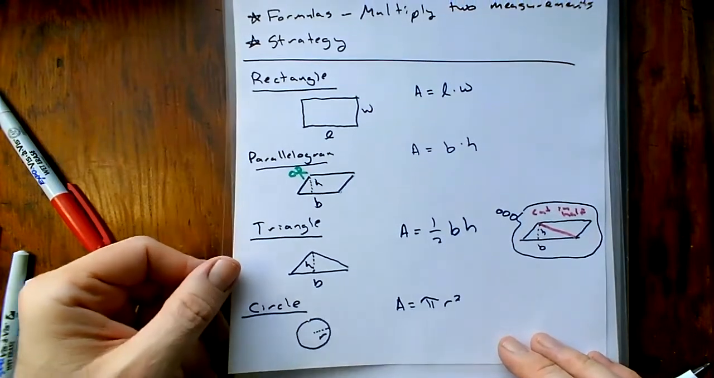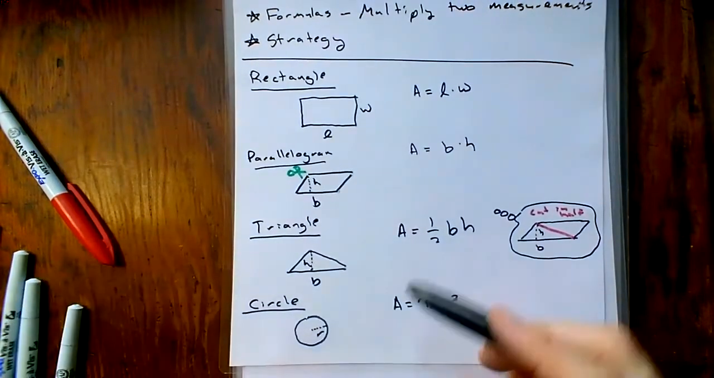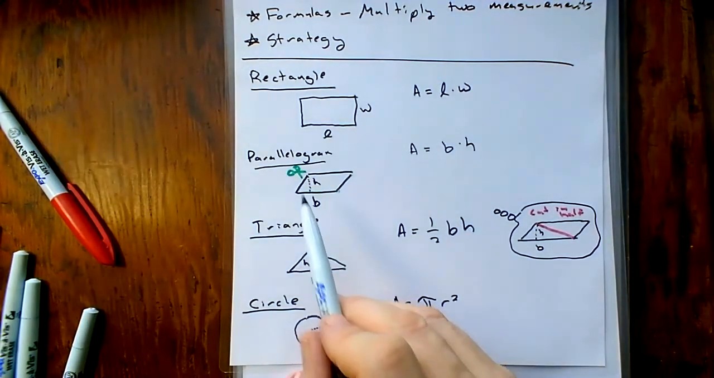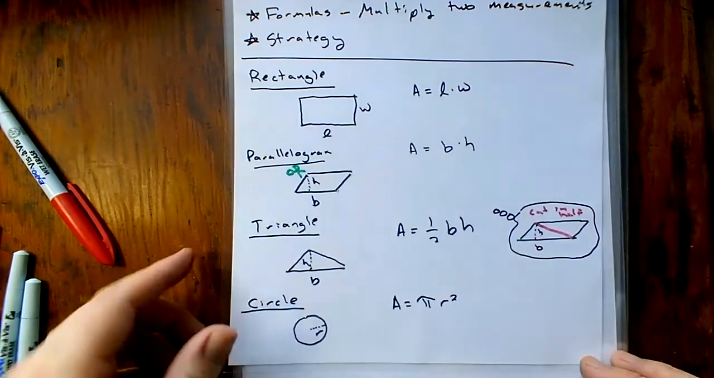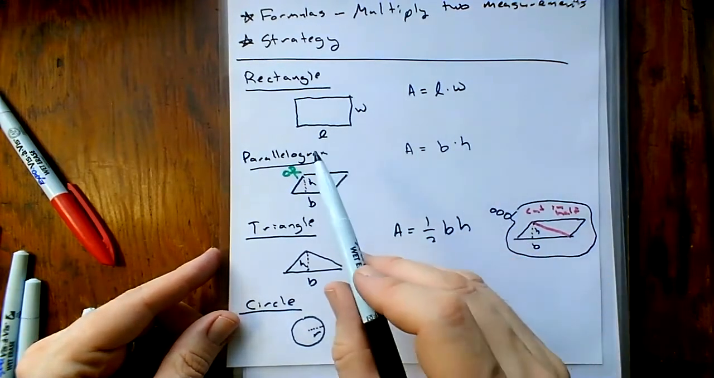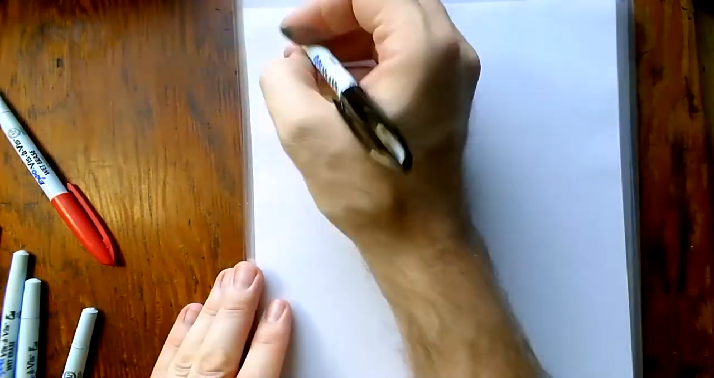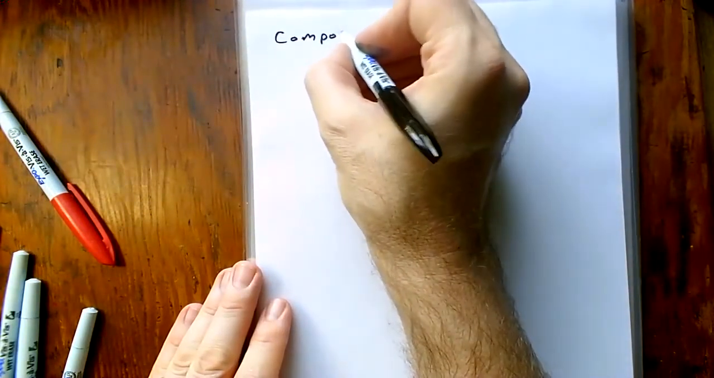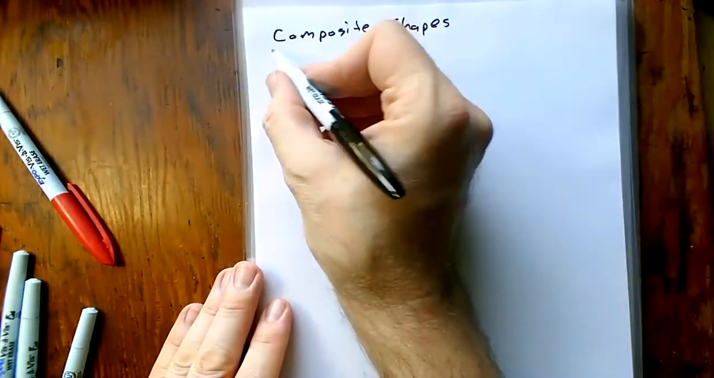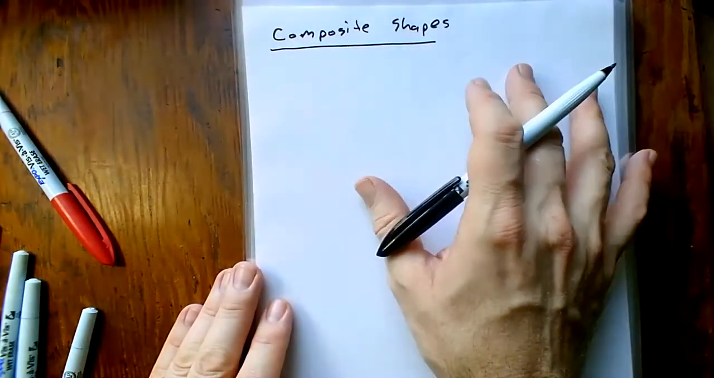Okay, let's talk a little bit about strategy. Most of what you're going to find when you are figuring out your areas is just identifying the pieces. For that, you might want to draw a picture and just identify what is the base equal to, what is the height equal to, or what is the length and the width, things along those lines. One of the other common things that you're going to run into, though, are composite shapes. Shapes that are literally just things kind of tacked together.